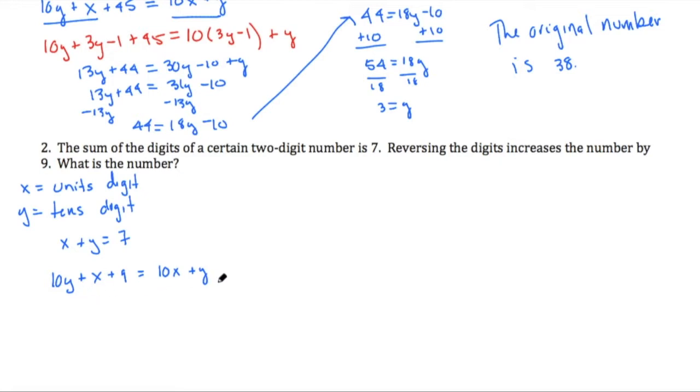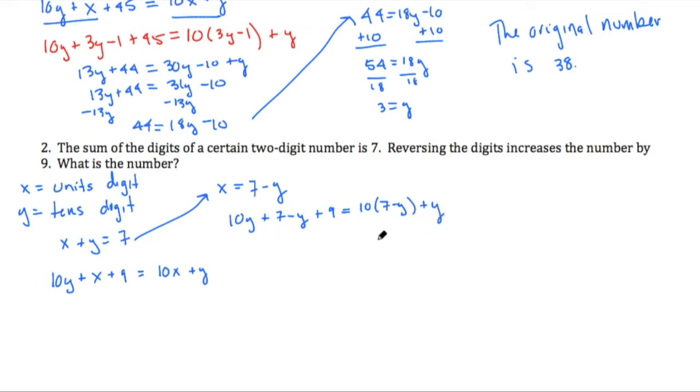We have a number of choices for how we might choose to solve for that. I'm going to choose to solve by taking the first equation and solving for x. So I'm going to subtract y on both sides and get x is equal to 7 minus y. And I'm going to plug that into our second equation. So I have 10y plus 7 minus y plus 9 equals 10, and then in parentheses 7 minus y plus y.